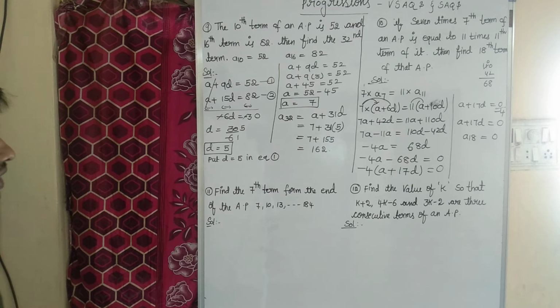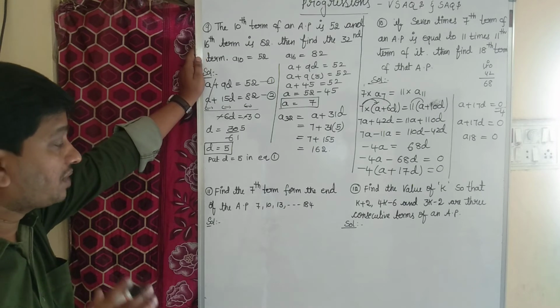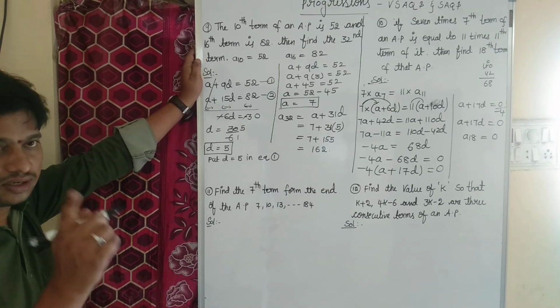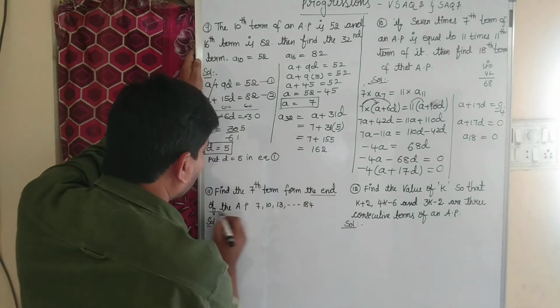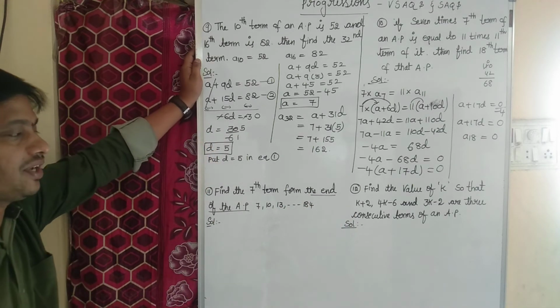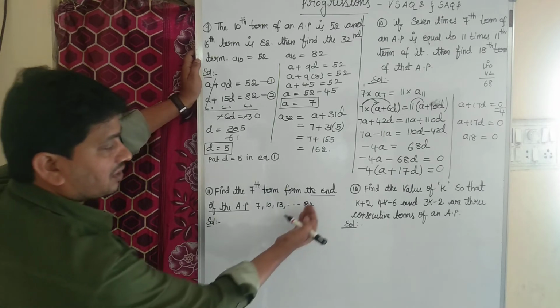Right? Now coming to the 11th question. Find the 7th term from the end of the AP. Children, try to understand the question and you have to read the question properly. Find the 7th term from the end of the AP. I mean from here.